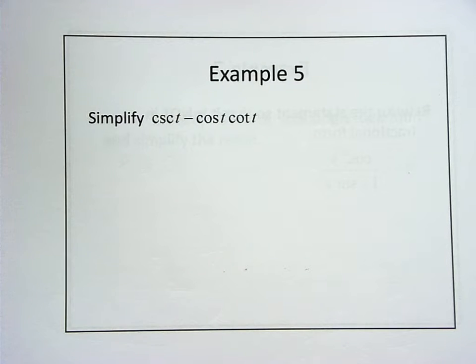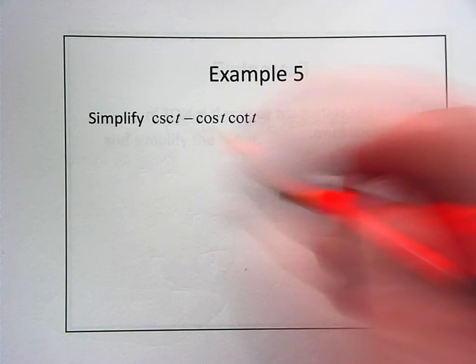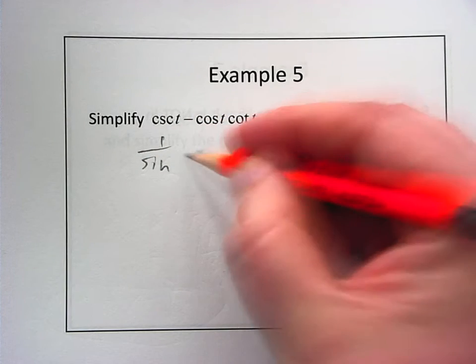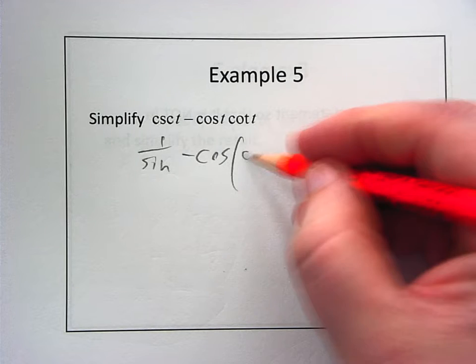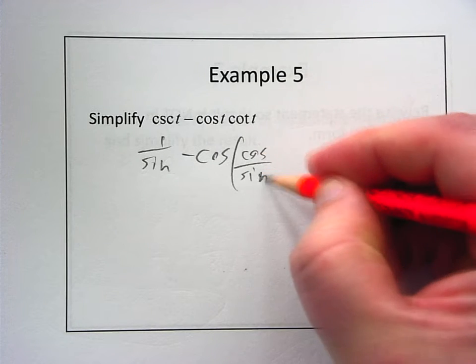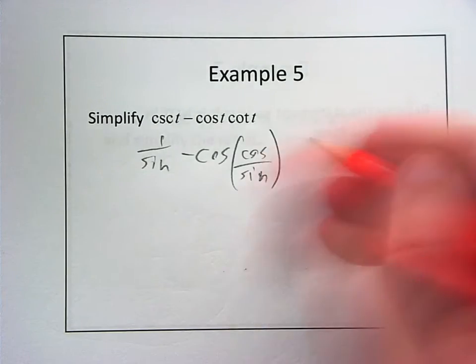If I do that in this case, the cosecant is going to become what? 1 over sine. The cosine is just going to stay cosine. The cotangent becomes cosine over sine. Now I can clean that up a little bit by multiplying that through.